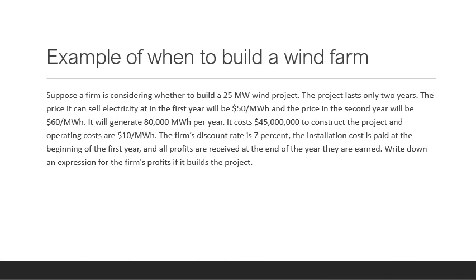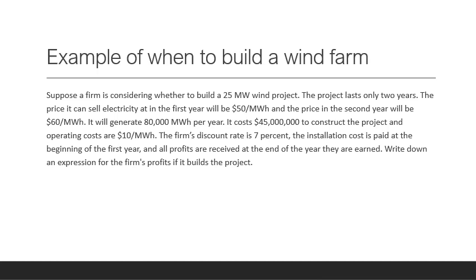So an example of when to build a wind farm. Suppose you have a firm and the firm is considering whether to build a 25 megawatt wind project. The project lasts only 2 years. The price it can sell electricity at in the first year will be $50 per megawatt hour, and the price in the second year will be $60 per megawatt hour.